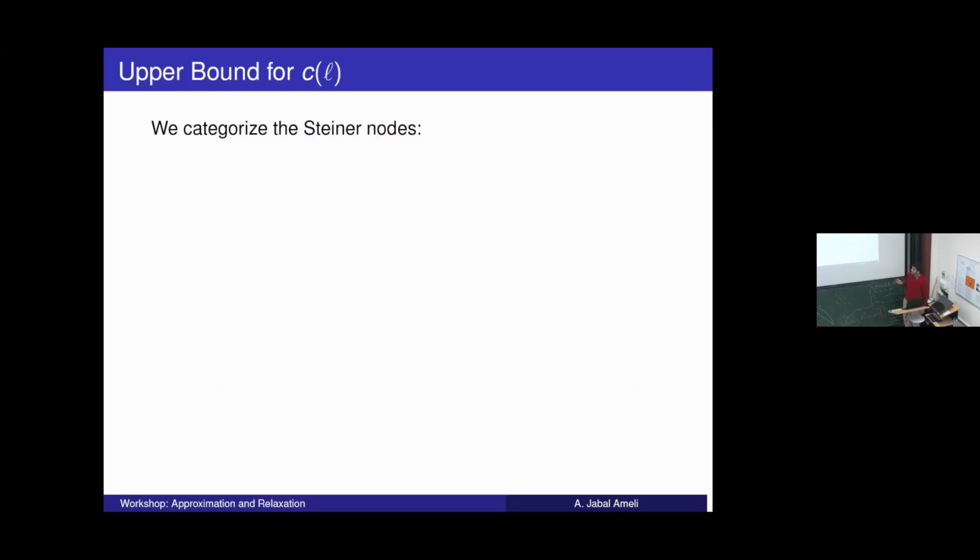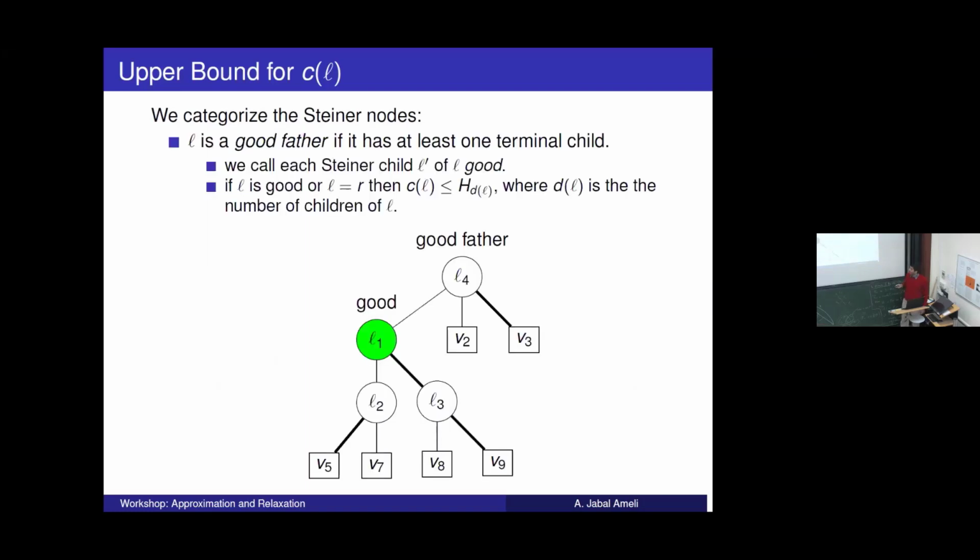So now the reasonable thing to do is to find an upper bound on the cost of each Steiner node. To do that, we categorize the Steiner nodes. We say that the Steiner node L is a good father if it has at least one terminal child. So here L4 is a good father, and any child L prime of L, if L is a good father, we call it good. The reason is that if L is good or L is the root, then the cost of L is upper bounded by h of DL, where DL is the number of children of L. And the reason we say it's good is that for our purposes it's reasonably small.